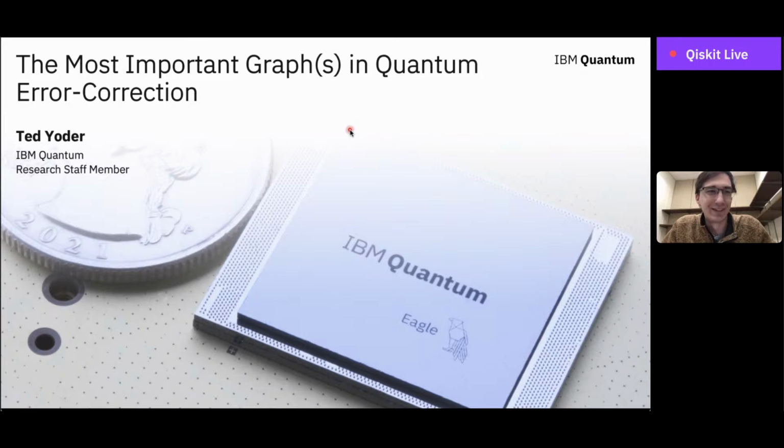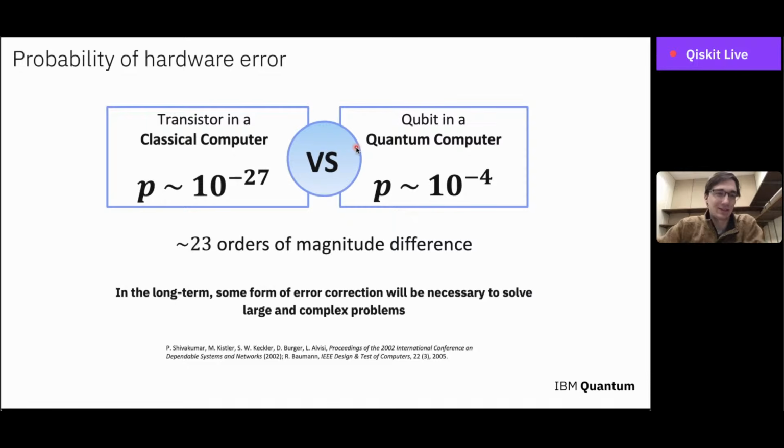So this is sort of the companion talk to Nick's Qiskit tutorial about the most important graph in quantum error correction, and I'm gonna add the S to graph. We're gonna talk about a few most important graphs in quantum error correction. So let's get started here.